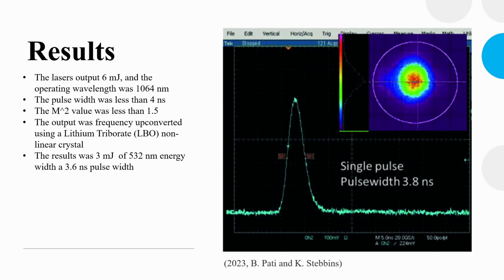The process of upconverting a laser is passing 2 photons through a nonlinear optical element where they interact with each other, annihilating each other. This is effectively combining and creating a new photon with a frequency that is the sum of the original 2 frequencies. The image shown on the right is a single-shot pulse width and beam profile of the laser. The pulse width is measured at 3.8 nanoseconds. In the upper corner of the image, a measure of the intensity of the beam is shown.